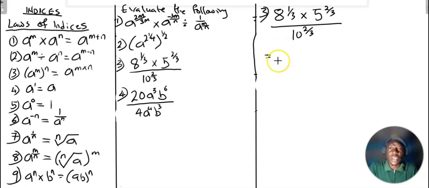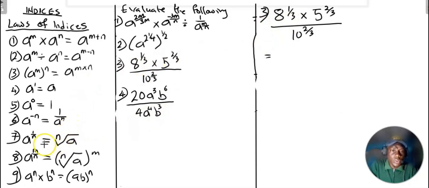Okay, let's roll together. For question number 3, we have 8 raised to the power 1 over 3 times 5 raised to the power 2 over 3, all over 10 raised to the power 2 over 3. Here's what we are going to do. 8 raised to the power 1 over 3. This 8 now, we are going to apply the fractional index law here.